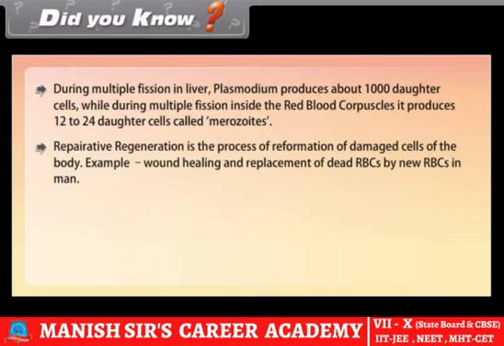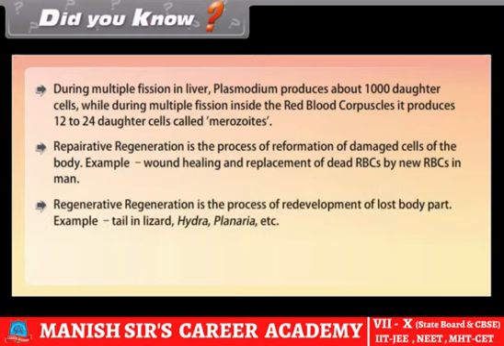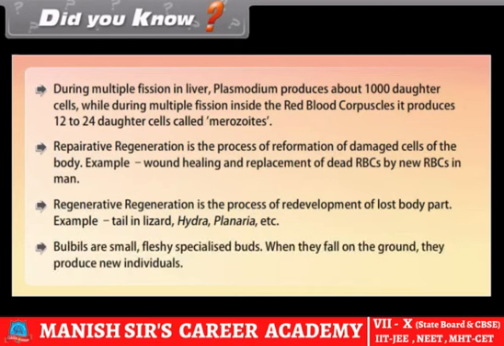Reparative regeneration is the process of reformation of damaged cells of the body. Example, wound healing and replacement of dead RBCs by new RBCs in man. Restorative regeneration is the process of redevelopment of a lost body part. Example, the tail in lizard, hydra, planaria, etc. Bulbils are small, fleshy, specialized buds. When they fall on the ground, they produce new individuals.